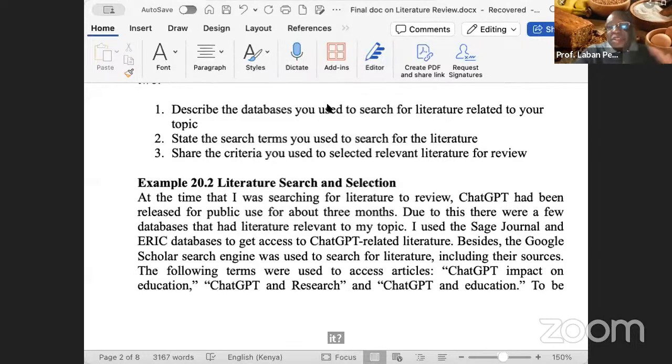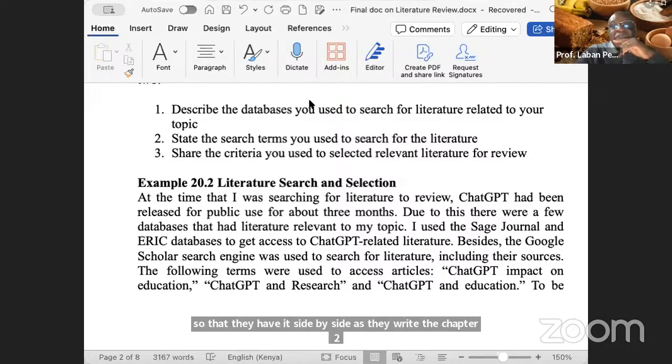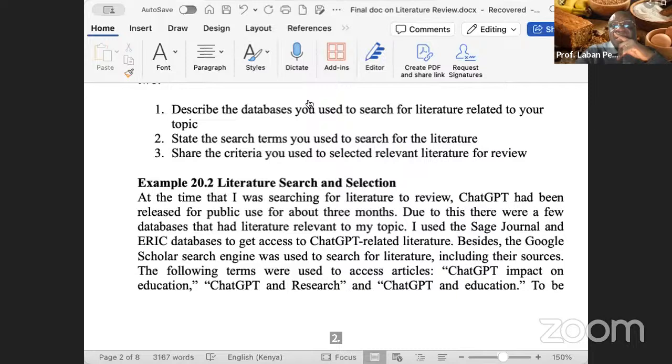Yes. With all this knowledge, I know you and finance will bash me, but I would like to give the students this template. Maybe I'll use my executive powers. Just this template, so that they have it side by side as they write chapter 2. That's okay. So that next weekend we can do chapter 3, Saturday and Sunday.